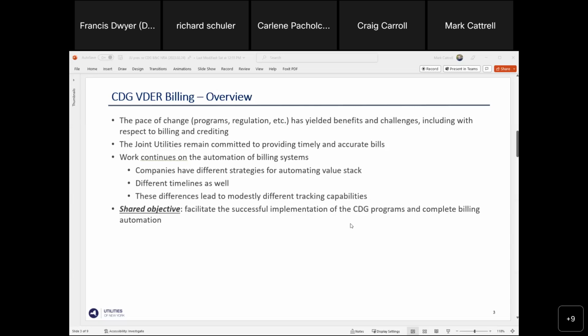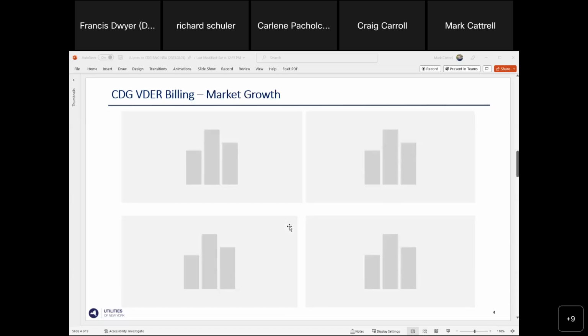The companies are all putting a lot of effort into developing these programs and these billing systems that will have advanced capabilities that are not available today. Will be a better future for everybody. Bottom line, though, is that there's a shared objective for facilitating a successful rollout of CDG programs of all flavors, making sure that CDG automation efforts are completed effectively and that any billing and crediting concerns that remain are resolved quickly and appropriately.